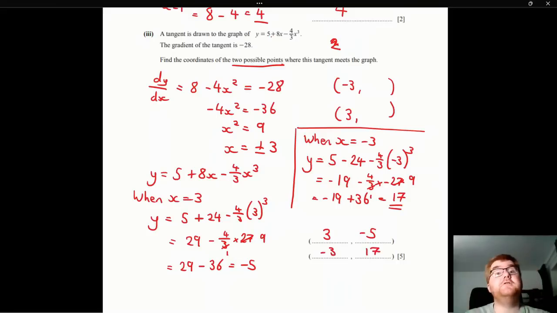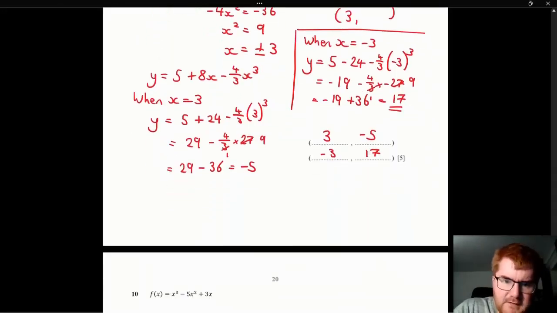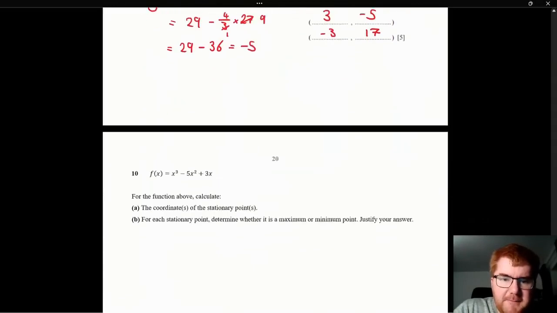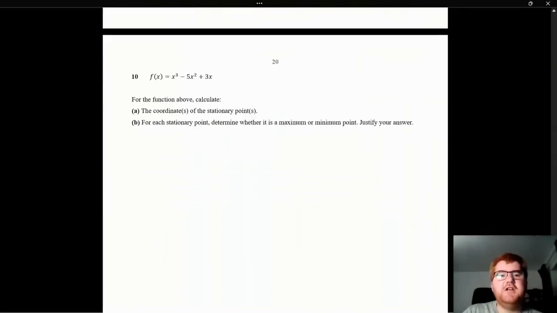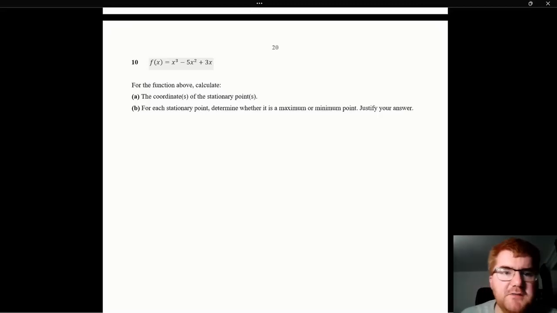And just be careful as you go through the algebra, go through your substitution, making sure you get to the right answers. Okay, and the last question here. So another differentiation question. For the function, we need to work out the stationary point or points and whether they are maximum or minimum. Again, a much more advanced skill on the IGCSE course. So as soon as I see the words stationary points, we need to differentiate.